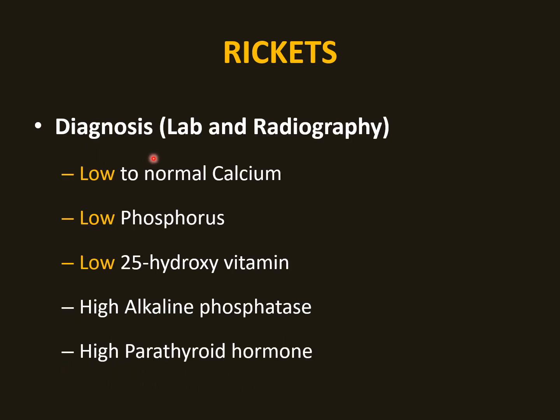The diagnosis of rickets requires laboratory findings and radiographic findings as well. So you need both in order to diagnose rickets. The classic laboratory findings in nutritional rickets: low to normal calcium, low phosphorus, low 25-hydroxy vitamin D, high alkaline phosphatase, and high parathyroid hormone.